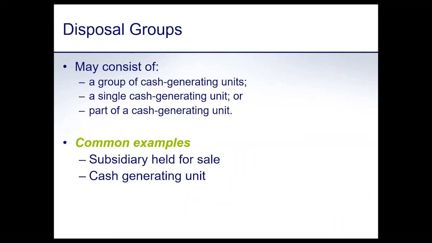So the common examples, as we've already said: if I'm holding a subsidiary with the intention of selling it, a cash generating unit, I've taken a division or I've taken a portion of a division, something that on its own is able to generate its own revenues, pay its own expenses and so forth. That's a cash generating unit. As long as I meet the definition, then I can hold that as a disposal group with no qualms whatsoever.